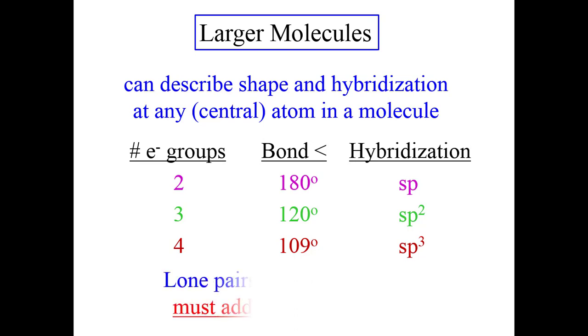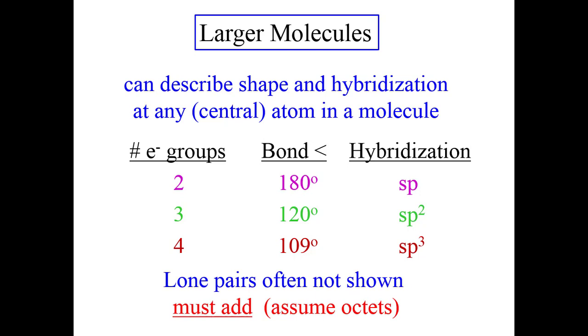Take note that when molecules have a lot of atoms, lone pairs are often not shown. You will need to add them to the structure to get to the total number of electron groups. Unless otherwise indicated, we're assuming that all atoms are following the octet rule, so that will show you how many lone pairs need to be added.